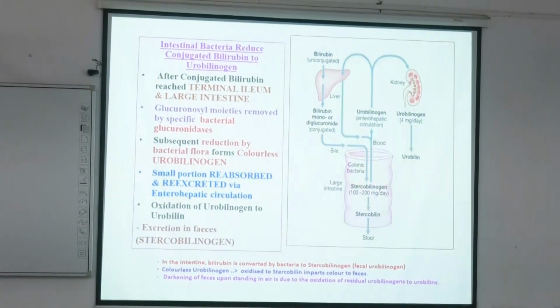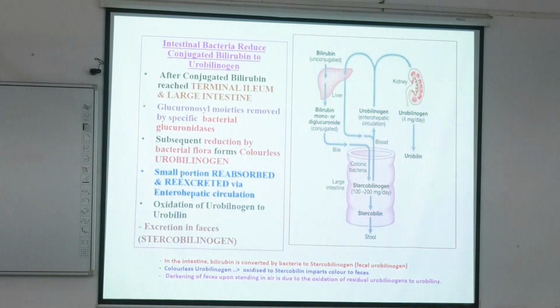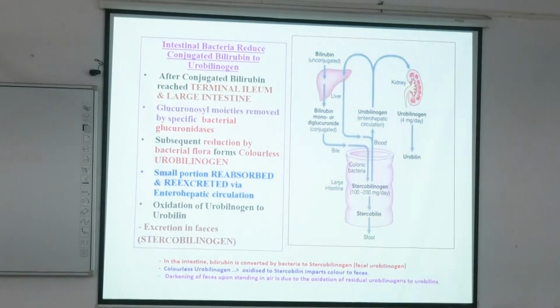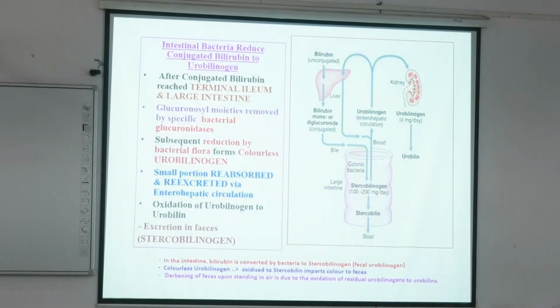Second thing is that after this bilirubin is excreted in the duodenum, it will reach the terminal ileum and the large intestine, and it will be converted to urobilinogen by the intestinal bacteria. So, after conjugated bilirubin reaches the terminal ileum and large intestine, glucuronosyl moieties which have been added by the liver will be removed by the bacterial glucuronidase, and subsequent reduction by bacterial flora will convert it into urobilinogen, and a small portion will be reabsorbed and re-excreted via enterohepatic circulation.